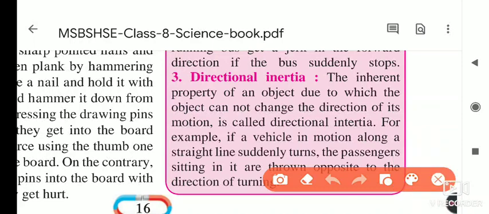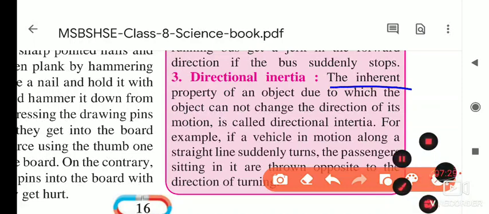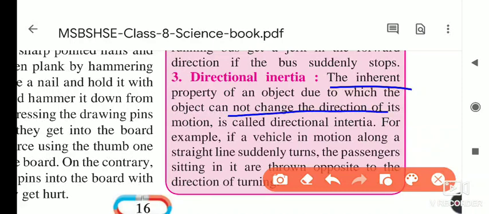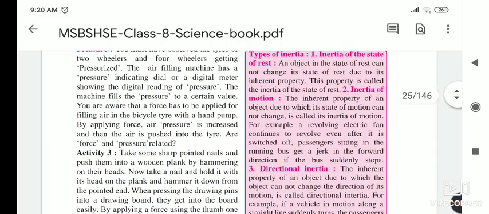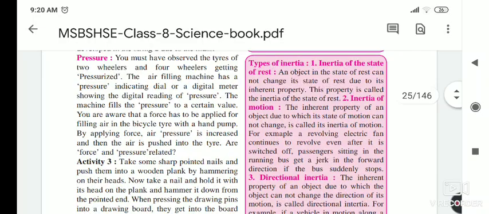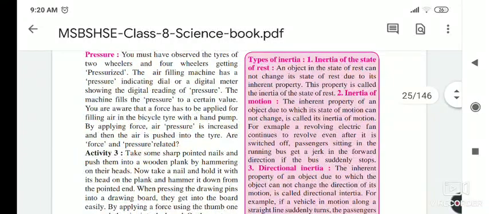Directional inertia: the inherent property of an object due to which the direction of its motion cannot be changed is called directional inertia. So here, if such a question comes, what are the types of inertia, and explain, then you have to write this much answer for this question.